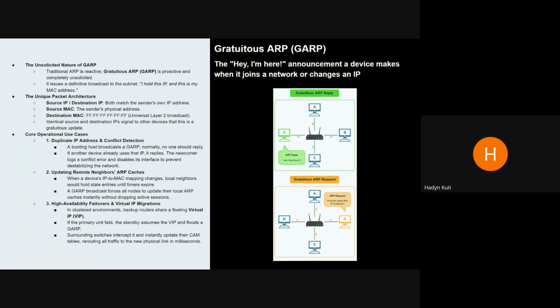And then lastly, we have high availability failovers and virtual IP migrations. In clustered environments, backup routers share a floating virtual IP, VIP. If the primary unit fails, the standby assumes the VIP and floods a GARP. Surrounding switches intercept it and instantly update their CAM tables, rerouting all traffic to the new physical link in milliseconds.